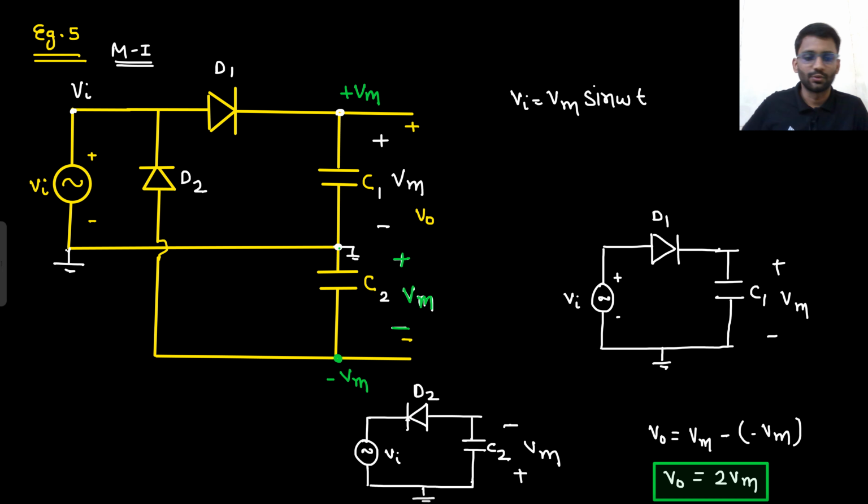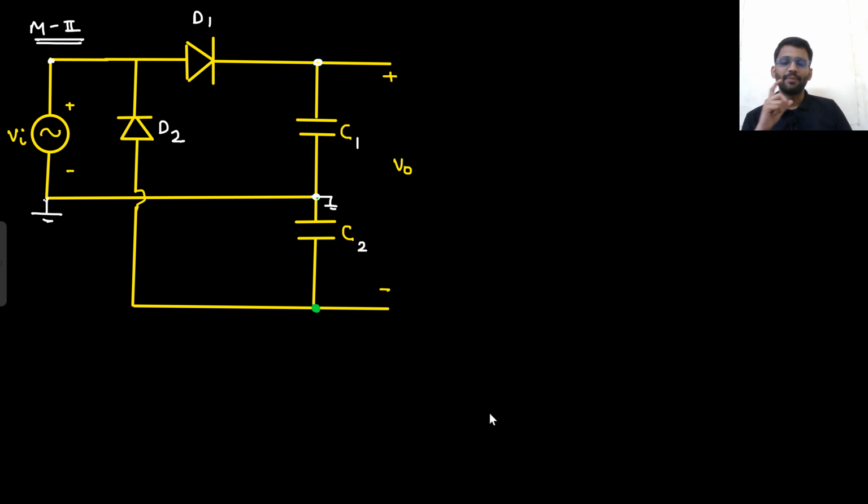Let's check out method 2. For that I need to copy the circuit. So what is our method 2? Turn on the diode and see the voltage across the capacitor. Now I told you, you should turn on the diode which is nearest to the supply. Here both are near to the supply. D1 is also near and D2 is also near. So which one should I turn on? Any diode you can turn on.